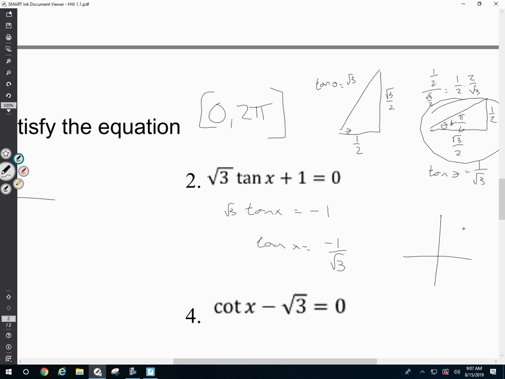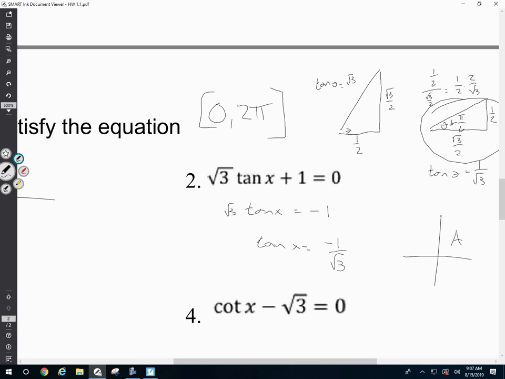tangent in the first quadrant is going to be positive. It'll be negative in the second quadrant because we'll have negative horizontal, positive vertical. It'll be positive in the third quadrant. Both horizontal and vertical are negative. It'll be negative in the fourth quadrant.